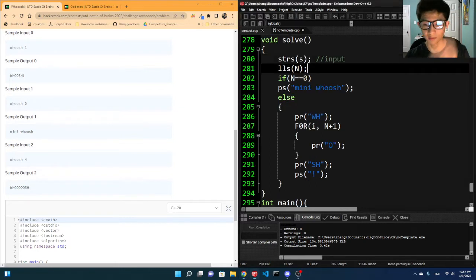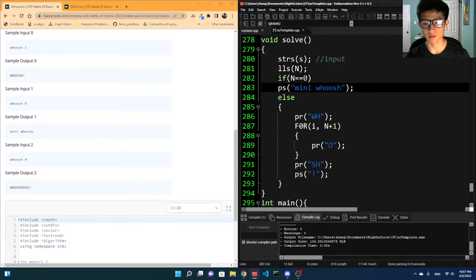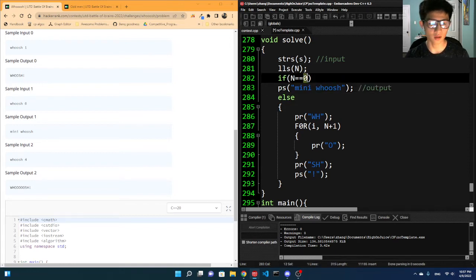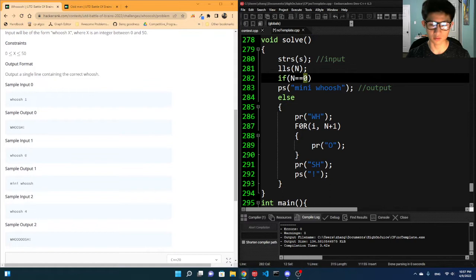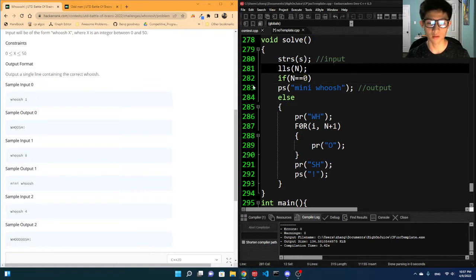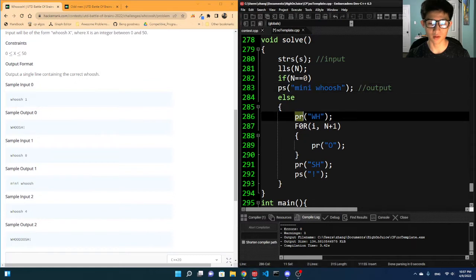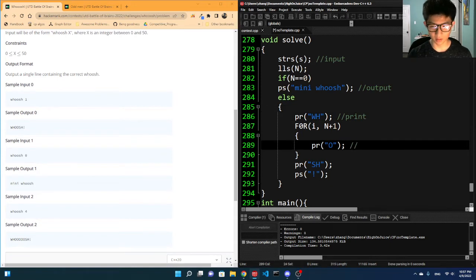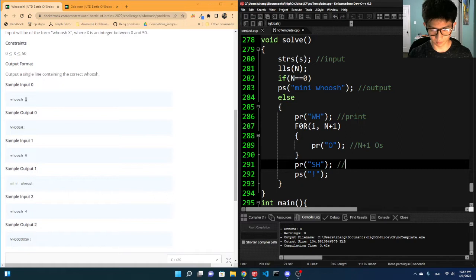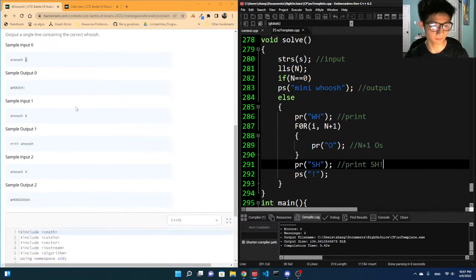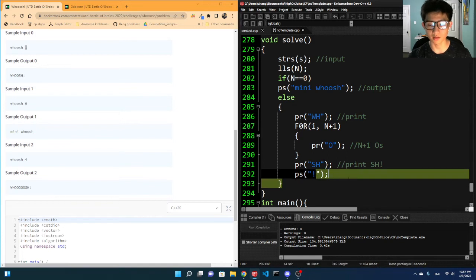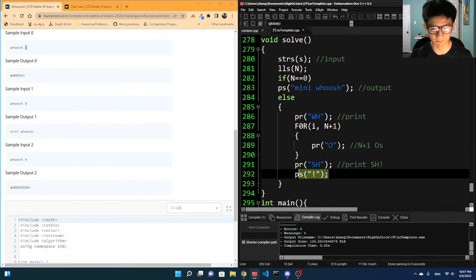That's it. So right here, I just do input, and this is just output. So first I get the string, and then second I get the n. If n is 0, I just print out "mini-whoosh". Otherwise, I'm going to print here, not println, and then I'm going to print n plus 1 o's. Sorry, I said x earlier, but this is n. Then I'm just going to print "sh!" at the end, all in one line, and then I'm going to print a new line here, just in case. That's really it.